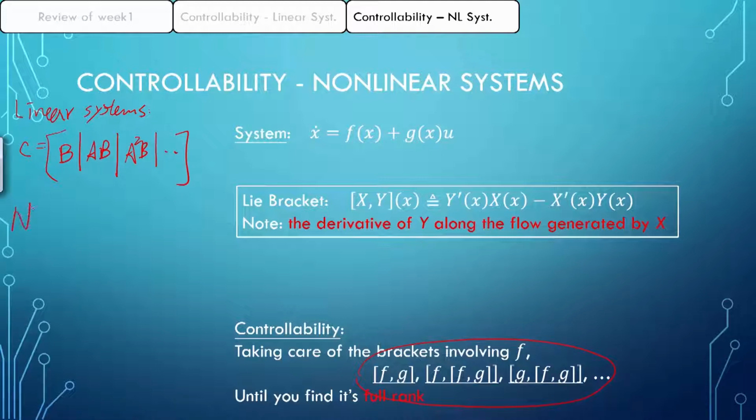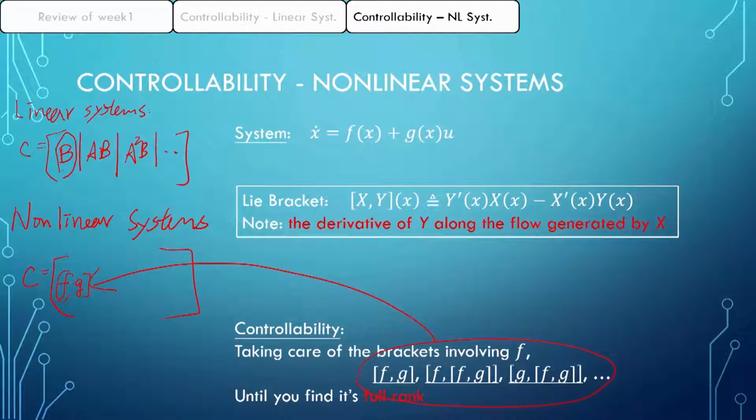And in the nonlinear systems, the matrix to be evaluated will be this, right? So now we do a column-wise comparison. Compared to B here, we put F, G, the bracket of X Y, and the bracket of F and G. The bracket of F and G means the derivative of Y along the flow generated by X.